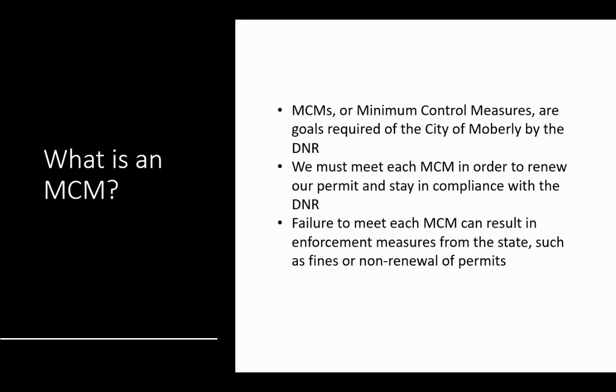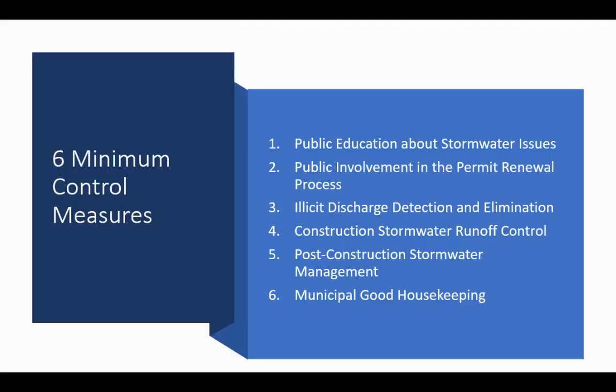So there's 6 MCMs. The first one is public education and involvement in stormwater issues. The second one is public involvement in the permit renewal process. Then we have illicit discharge detection and elimination, construction stormwater runoff control, and post-construction stormwater management, and then finally municipal good housekeeping. And I'm going to go over each of those in more detail here in a minute.